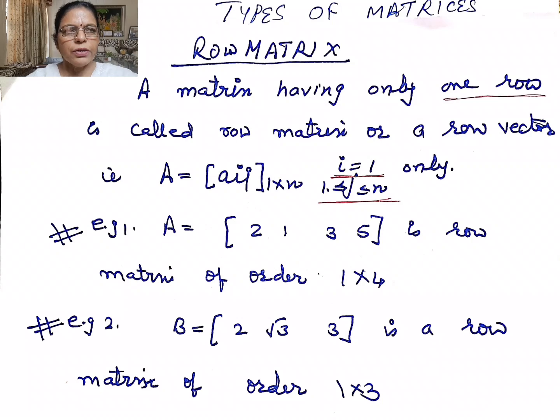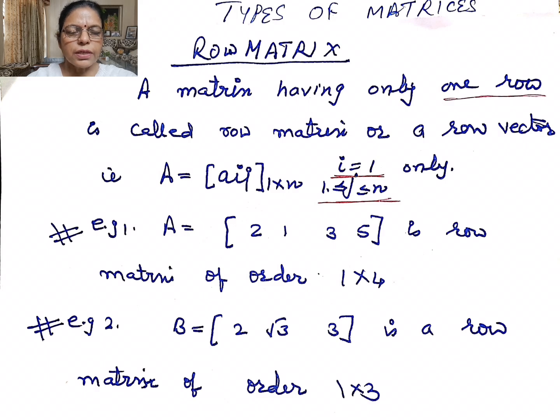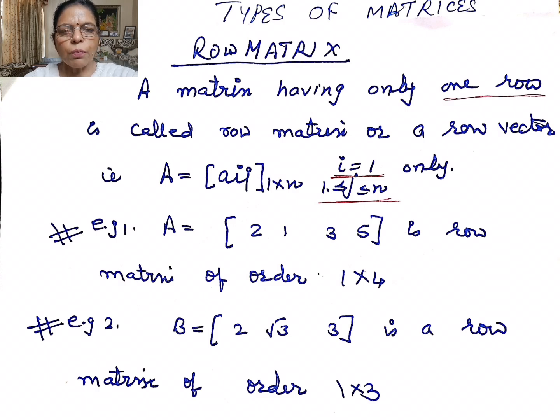Hello everyone. Today we will discuss types of matrices. First, we say row matrix. A matrix having only one row is called a row matrix.